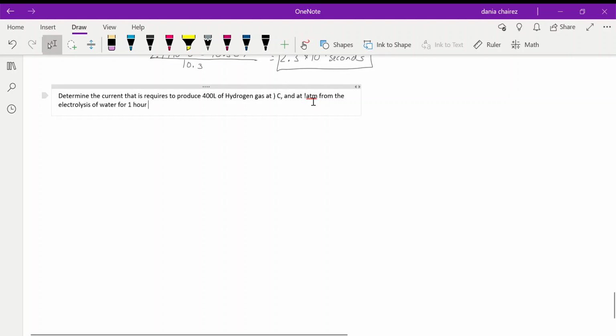Wait, why does my 1 look funky? Because there was an exclamation mark, my bad.